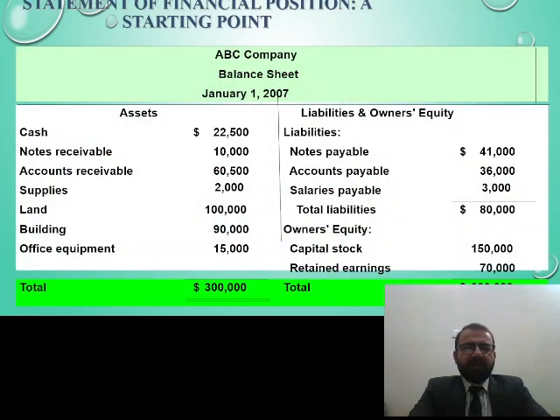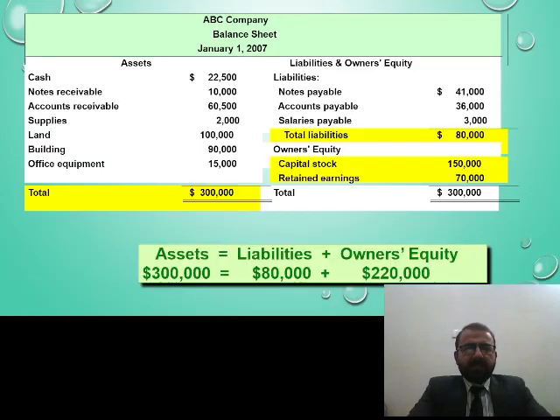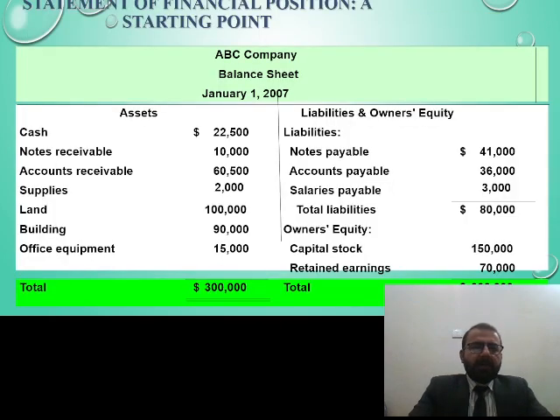Statement of financial position. Here we have the format of financial position. We have the financial position of ABC Company, also known as the balance sheet, of January 1, 2007. On one side we have assets, on the other we have liabilities and owner's equity. In assets we have cash, notes receivable, accounts receivable, supplies, land, building, and office equipment. This has a total of $300,000.